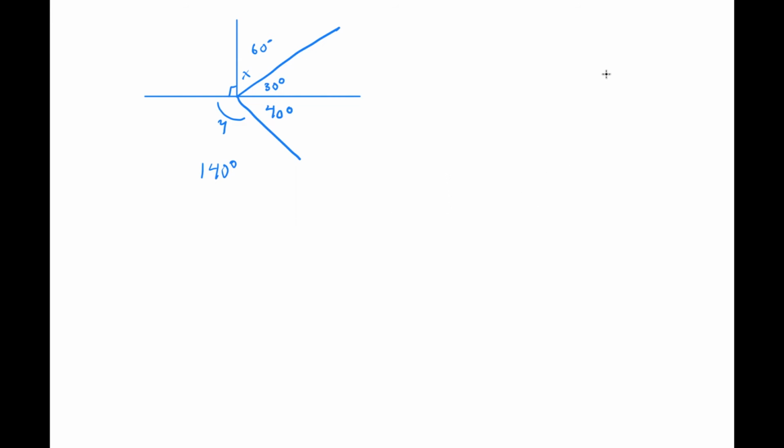Now we have two intersecting angles. And let me see if I can get that right. There we go. And we have, this is 50. This is Y, this is X, and this is P. So we need to find the degree of measure for X, Y, and P.